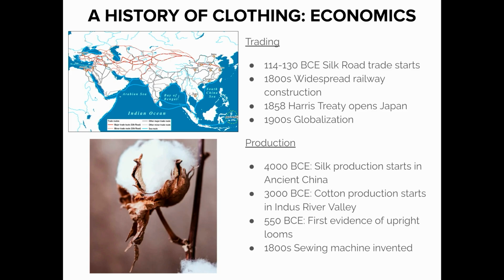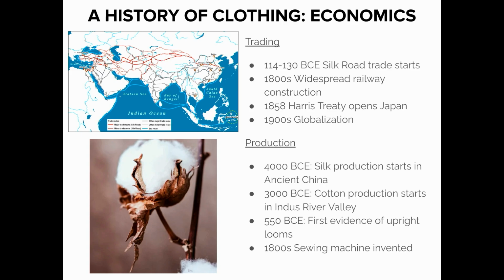In terms of production, remember those deep dive questions I mentioned, like what materials were accessible? We get silk as early as 4000 BCE in ancient China. We get cotton about 1,000 years later in Mesopotamia, so in the Middle East region. 550 BCE is the first evidence of upright looms, so people are just kind of making it up as they go. We don't get these large swaths of fabric until then.